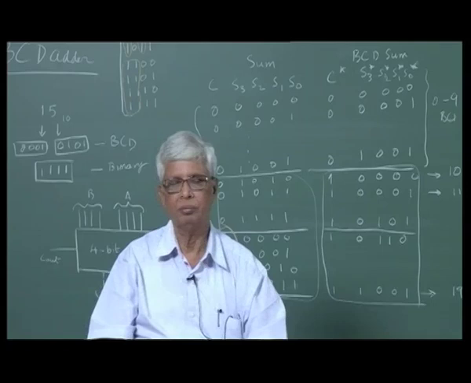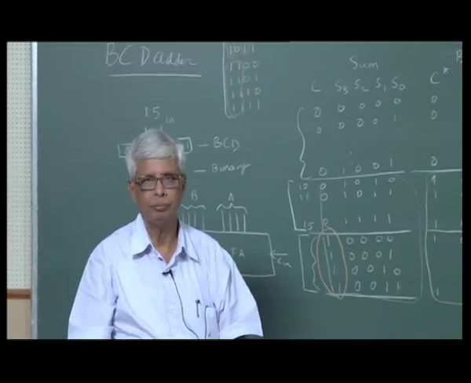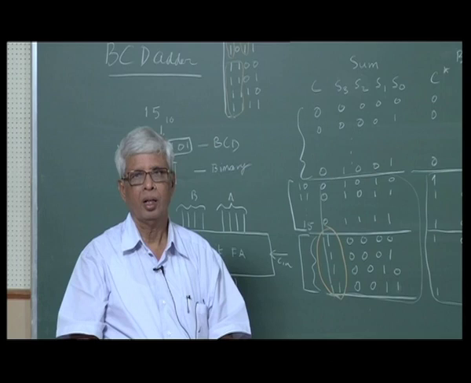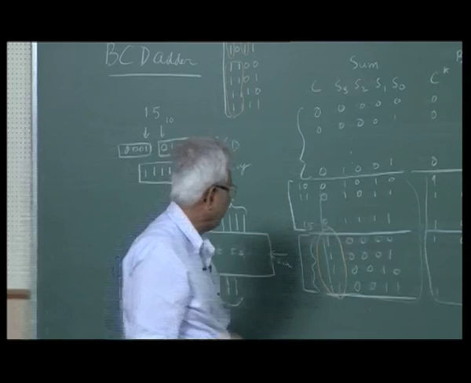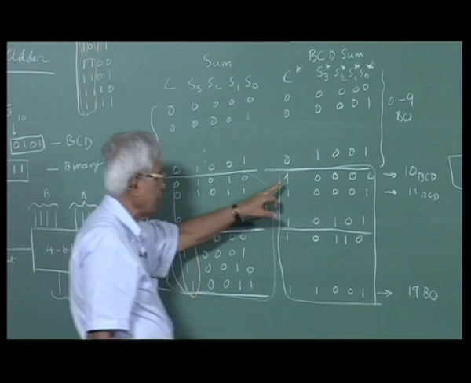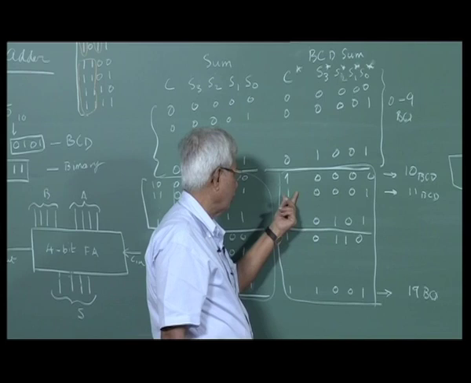A binary adder will give results from 0 to 15, that is 0000 to 1111. A BCD adder will give a result from 0 to 19. Now, after 9, when the result is 10, 10 will be shown in binary as 01010, whereas I want 10000. This is 10, 1 followed by 0. This is 11, 1 followed by 1, but this is only 1011.